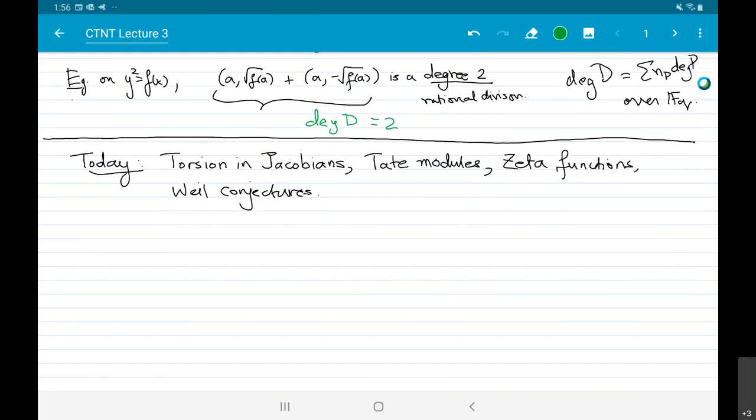Soumya? Yeah, there is a question. Somebody asked: what if the NP are not the same for all the points P in the Galois orbit? That's a very good question. If D is defined over the ground field, then it turns out that all of these NPs have to be the same, because the Galois action has to take one of the P's to another one that is Galois conjugate to it. So if D is defined over FQ, then you're forced to have all of the NPs for a particular Galois orbit be the same. That's a great observation.